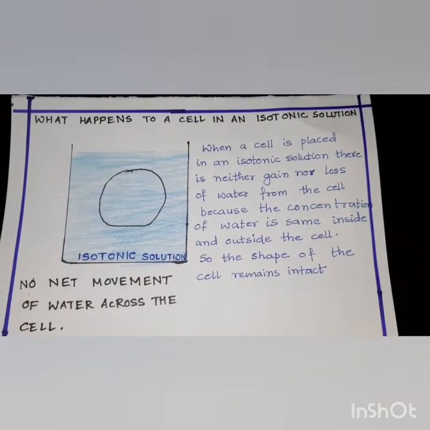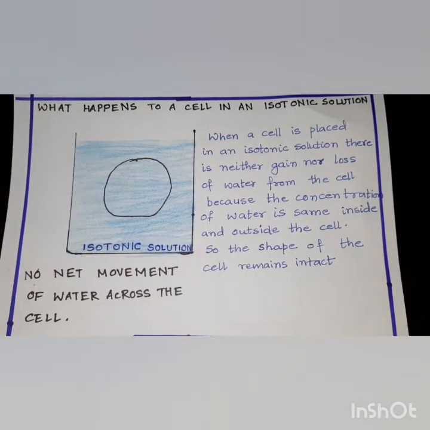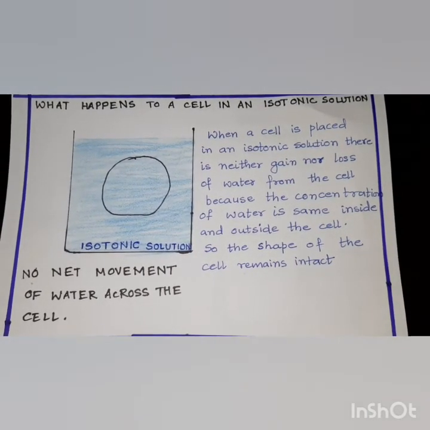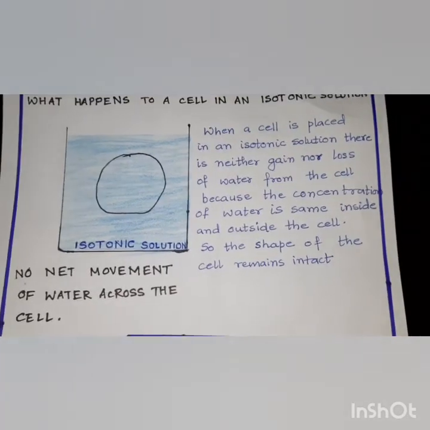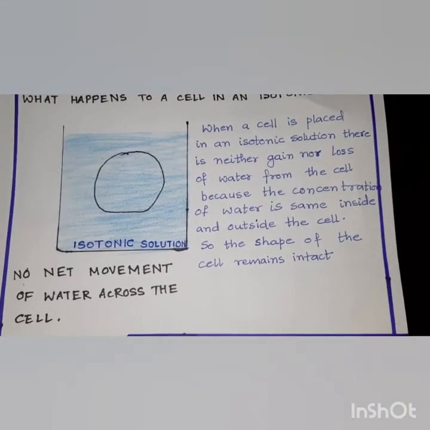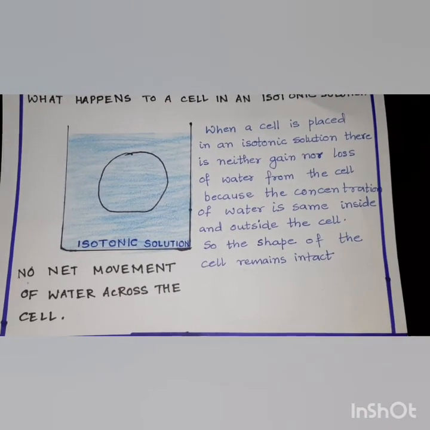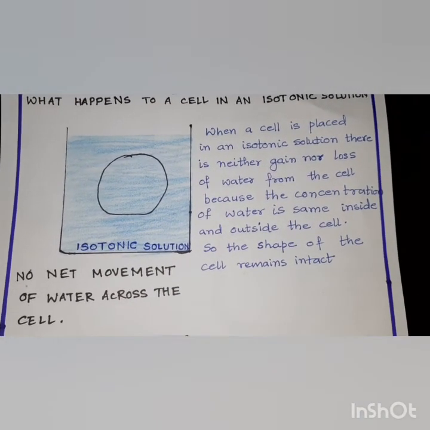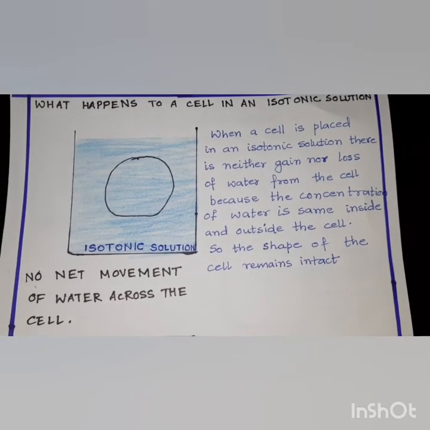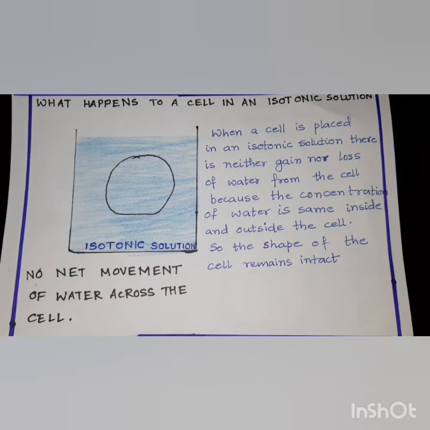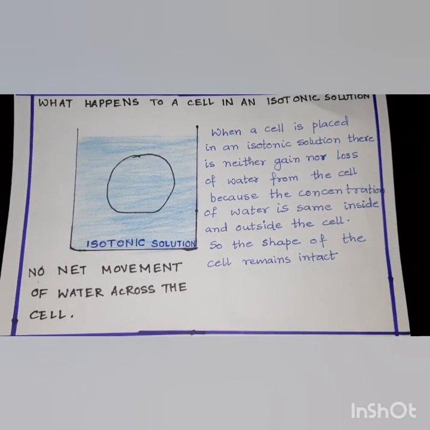What happens to a cell in an isotonic solution? When a cell is placed in an isotonic solution, there is no gain or loss of water from the cell, because the concentration of the water is the same inside and outside the cell. So the cell neither swells nor shrinks, and the shape of the cell remains intact. Here in the figure you can see that the cell is placed in an isotonic solution. So there is no net movement of water across the cell.